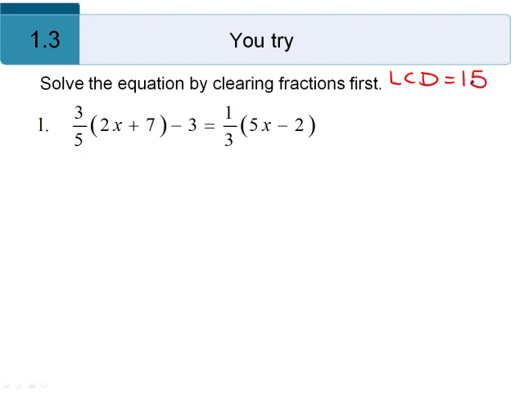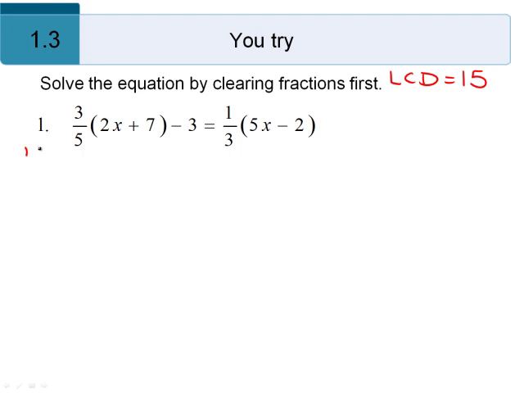Now, what you need to see is on the left, this whole thing, 3/5 2x plus 7, that's all one term. So you only put the common denominator 15 there one time. And then you're also going to put the 15 by the 3, by that negative 3. And then over here on the right, 1/3 5x minus 2, that's all one term. You got to say it real fast. 1/3 5x minus 2. All right, so you have to put 15 over 1 there just one time. Okay, so some people try and put it everywhere, and that's wrong.